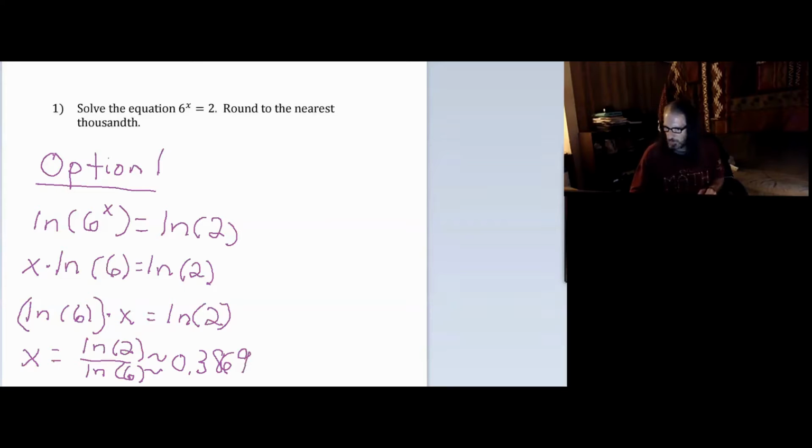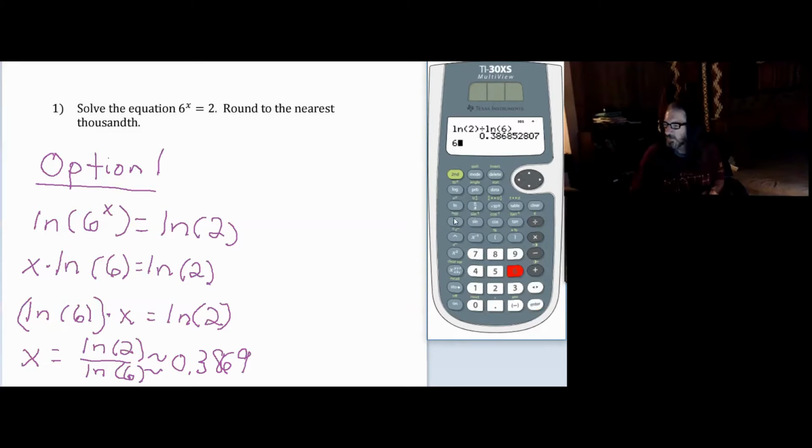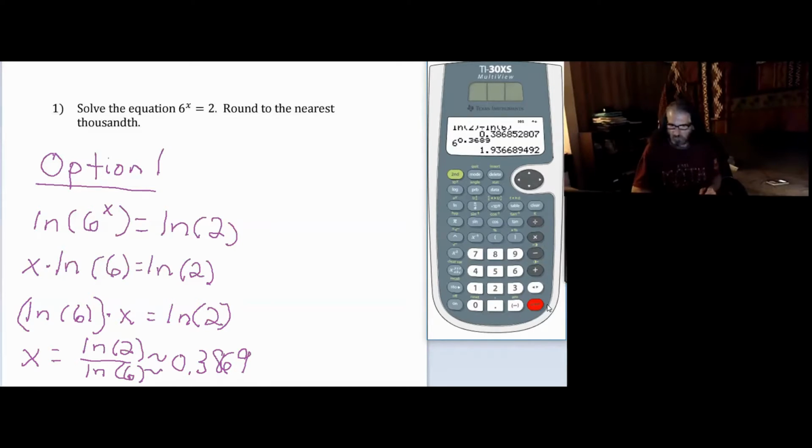Bring the calculator back up here. We're going to raise 6 to that power to do a check. Then when we round that, we're getting 1.9367 for our second option.